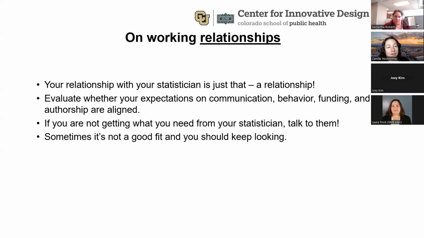So just like we want to have clear expectations with people we have relationships with outside of work, we also want to make sure we have clear expectations with our statisticians. So when you start working with a statistician, I think it's really important that there's a discussion about what the expectations are for communication, for behavior, for funding, for authorship. These are all things that we want to make sure everyone is on the same page about at the outset of this relationship. So the alignment of expectations is probably the most important thing you can do to have a successful relationship with your statistician, just like you would with anyone else that you have a relationship with.